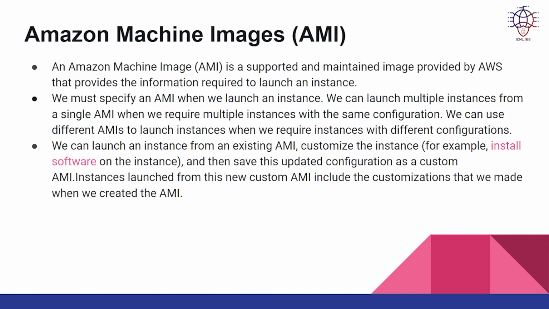We can launch an instance from an existing AMI and customize it. For example, we can install software on the instance and then save this updated configuration as a custom AMI. Instances launched from this new custom AMI include the customizations that we made when we created the AMI.